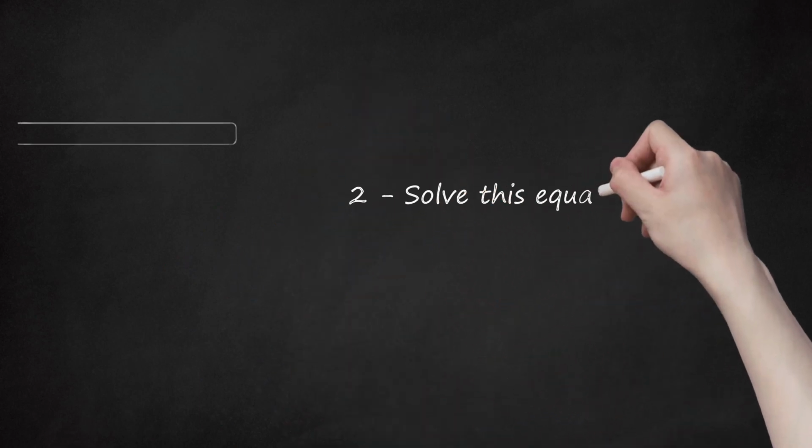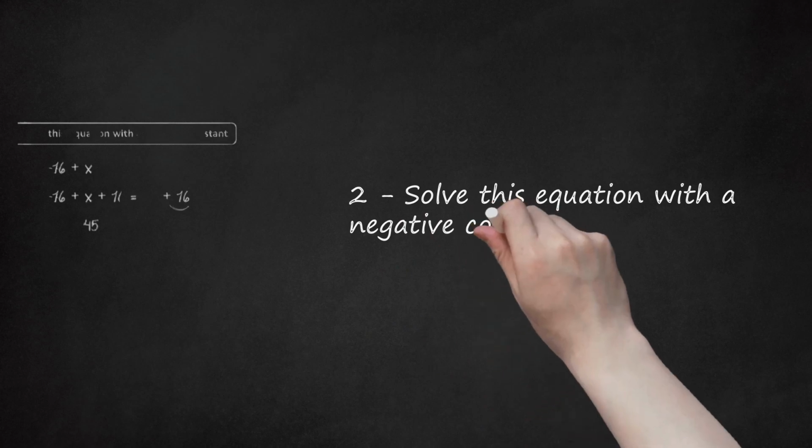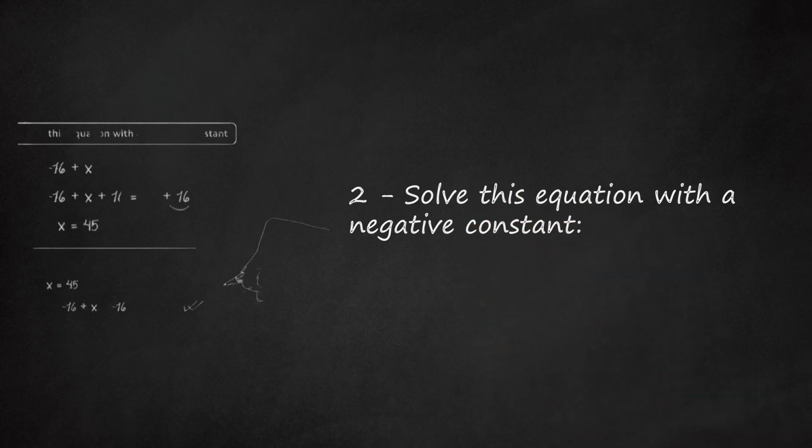2. Solve this equation with a negative constant. -16 + x = 29. Since the constant is negative, adding it to both sides will isolate the variable.